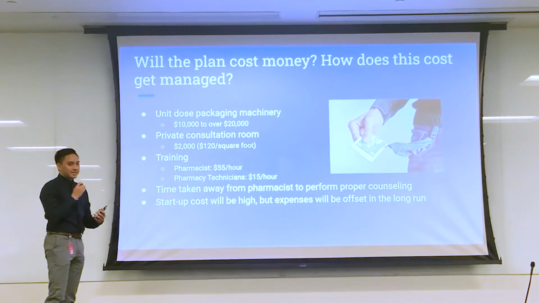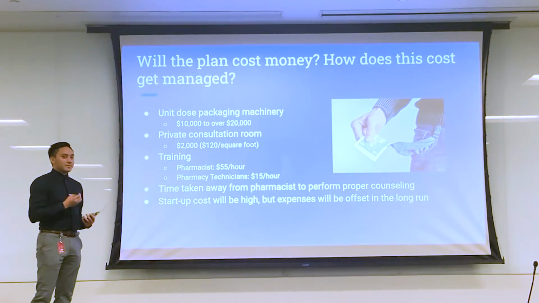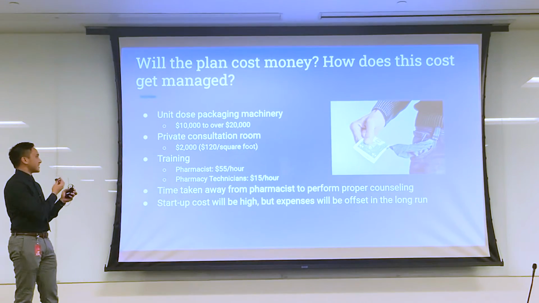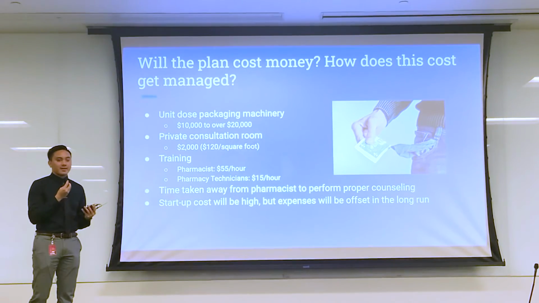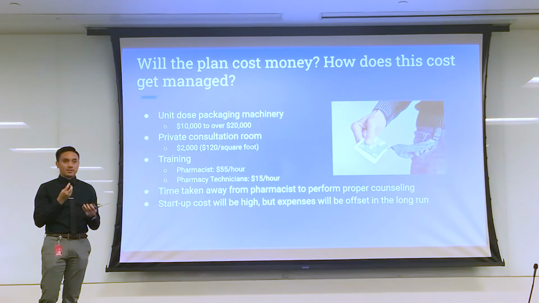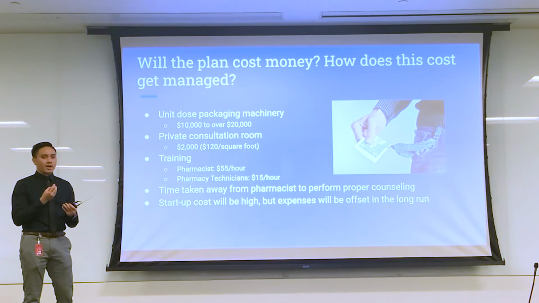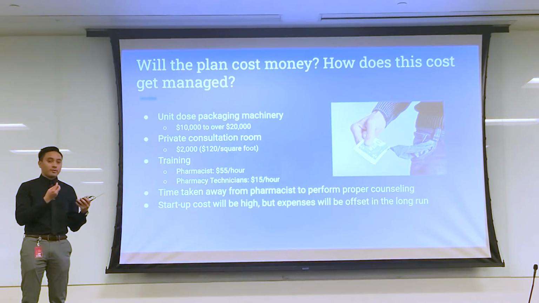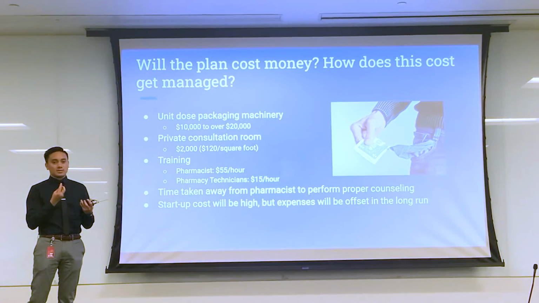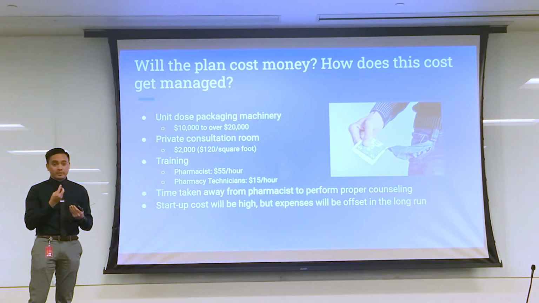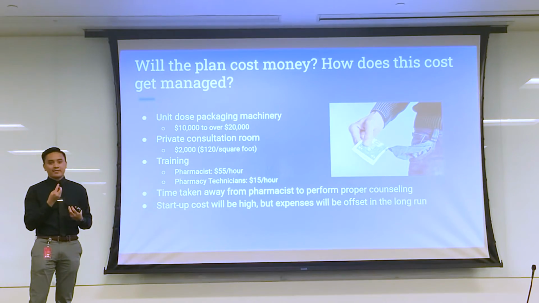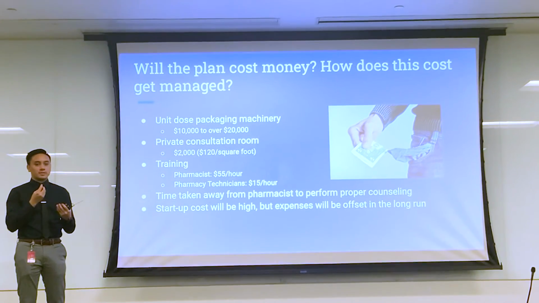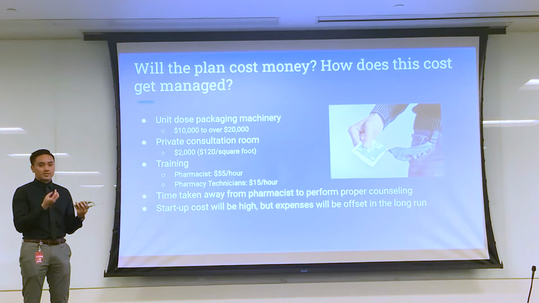Okay, so in any business, cost is always the question. So we looked up a couple resources to see how much the unit dose packaging machine would cost, and we found that it could be around $10,000 up to over $20,000, which seems like a lot at first. In addition to that, if a private consultation room isn't already within a current pharmacy, we have to build one, which should cost around $120 per square foot, as well as training for the staff, because most community retail pharmacies don't have a unit dose machine that they're familiar with, so you have to train them.